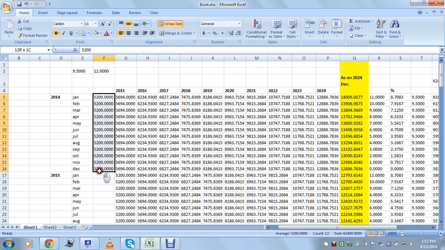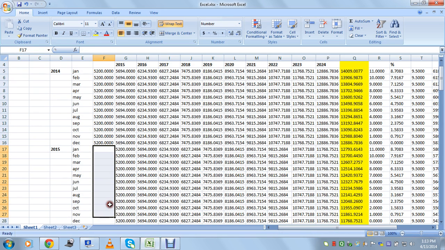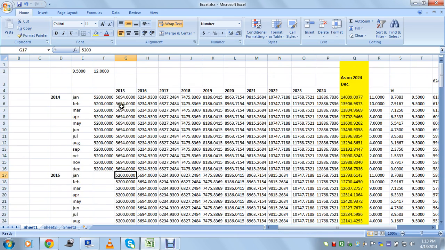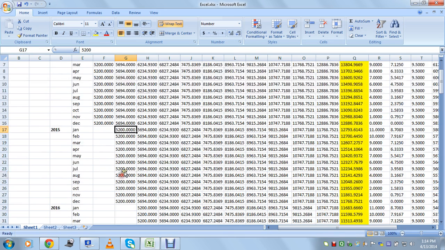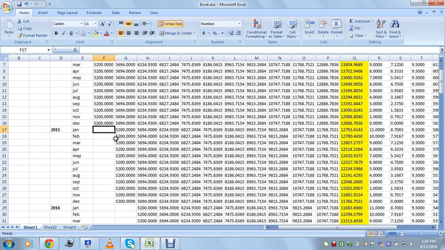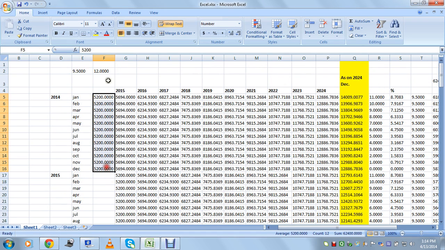Once you fill this particular amount, what you have to do is, in 2015, just don't copy these values in this particular area. You have to copy these values in this particular area, so that it makes sense that in 2015 January you are investing this much amount. You can possibly go back in the timeline and invest again. So this column is for 2014 and this column is for 2015.